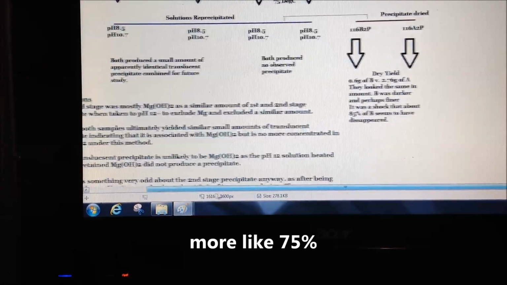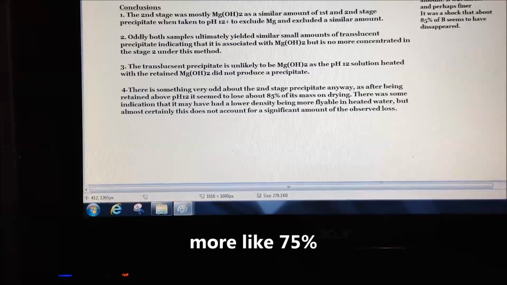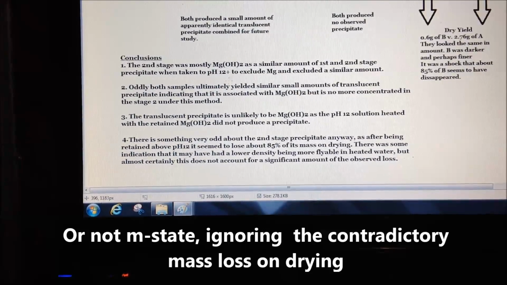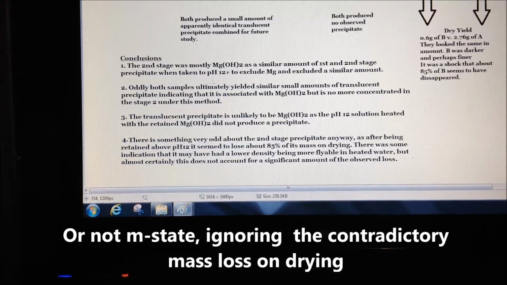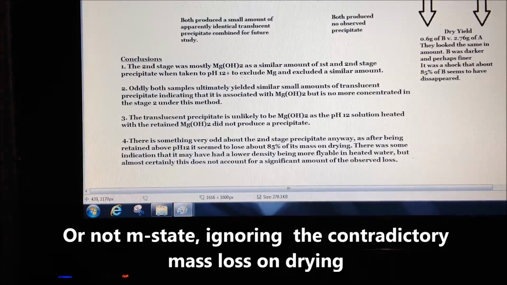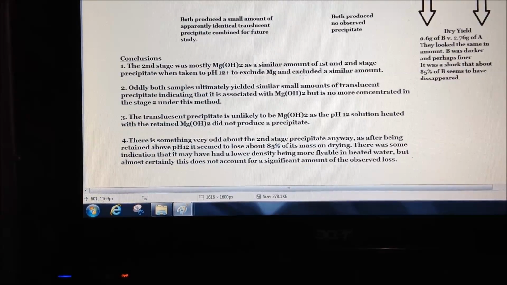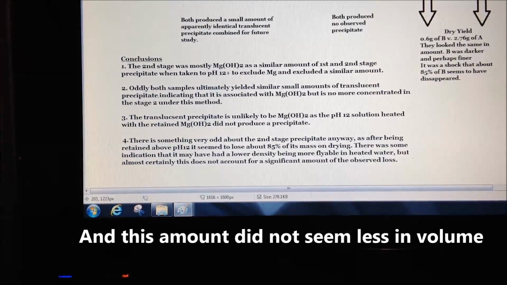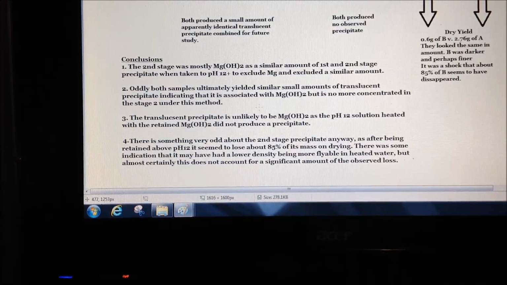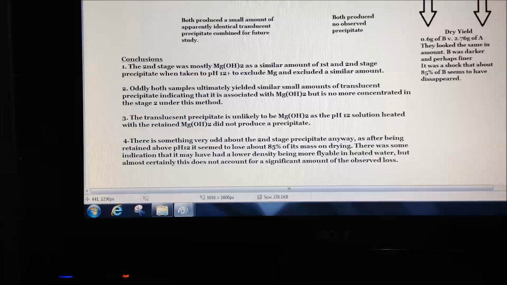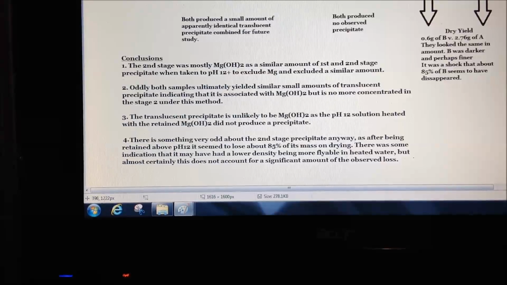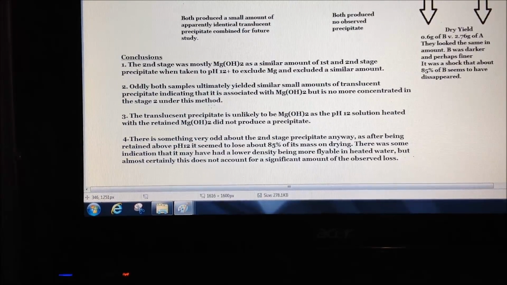So my overall conclusions from all of this data were that the second stage precipitate was mostly magnesium hydroxide, as a similar amount of first and second stage precipitate, when taken to pH 12 plus to exclude the magnesium, excluded a similar amount in both cases. So it had to be magnesium hydroxide, you would think. Secondly, and oddly, both samples ultimately yielded similar amounts of translucent precipitate, indicating that it is somehow associated with magnesium hydroxide, but it is no more concentrated in the second stage under the method that I used, which is all interesting.